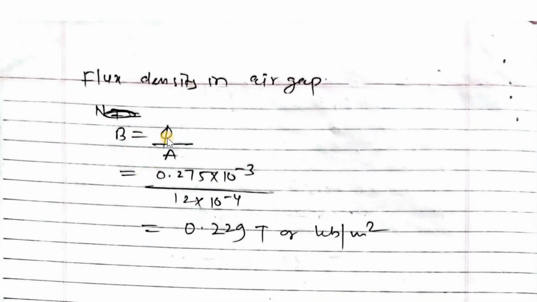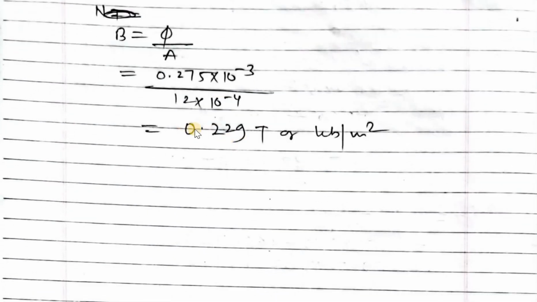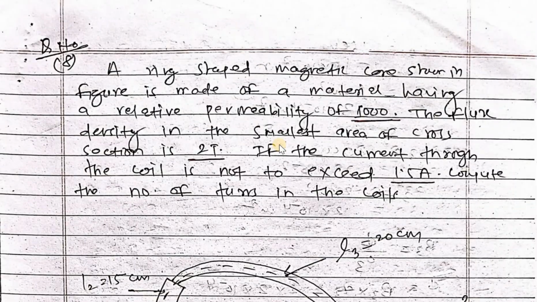And the flux density in the air gap is B equals flux upon area, so 0.275 into 10 to the power minus 3 upon 12 into 10 to the power minus 4. Then you can get 0.229 Tesla, or Weber per meter square.